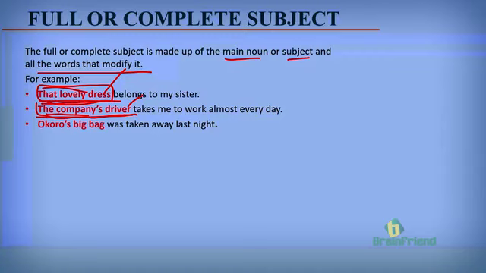And lastly, Okoro's big bag was taken away last night. This also is a full subject because it consists of the main noun, which is bag, and other words modifying it, such as Okoro's and big. So these are examples of full or complete subjects. They simply consist of the main noun and other words which modify that main noun.